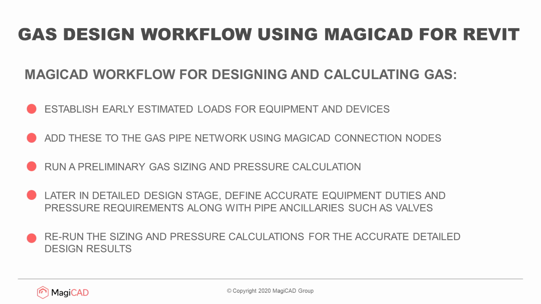Then you would rerun all the sizing and pressure calculations at this detailed design stage with all the ancillaries on, all the final loads and duties calculated. And then when you rerun that, that is your final detailed design calculation completed.